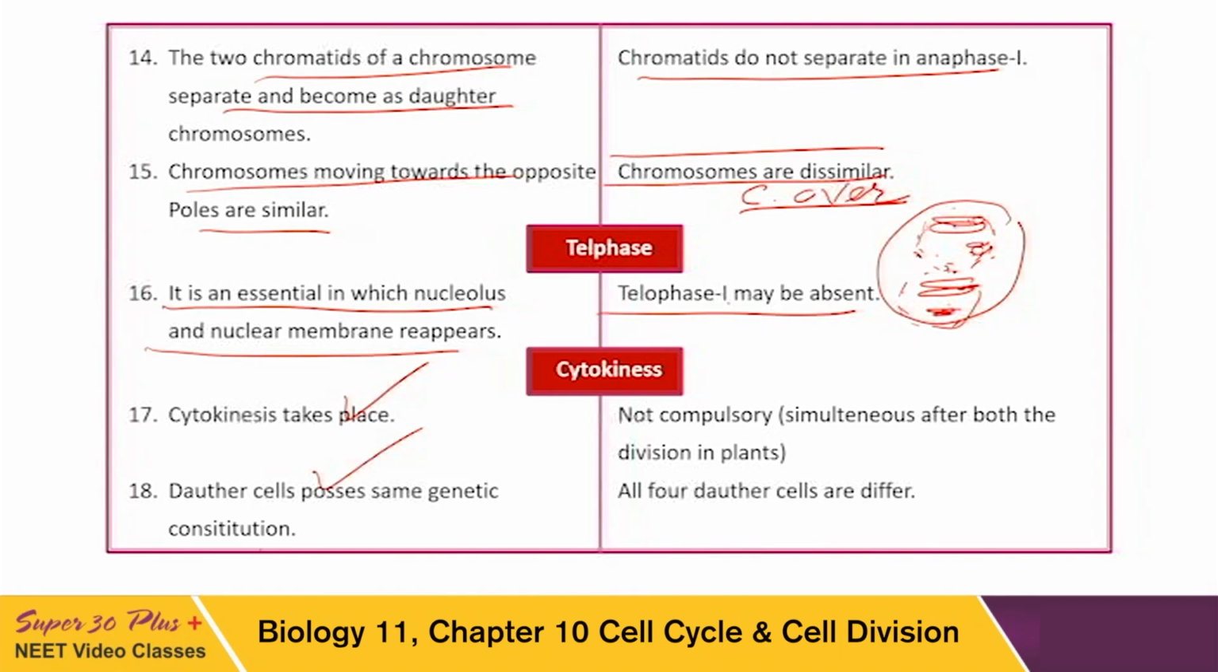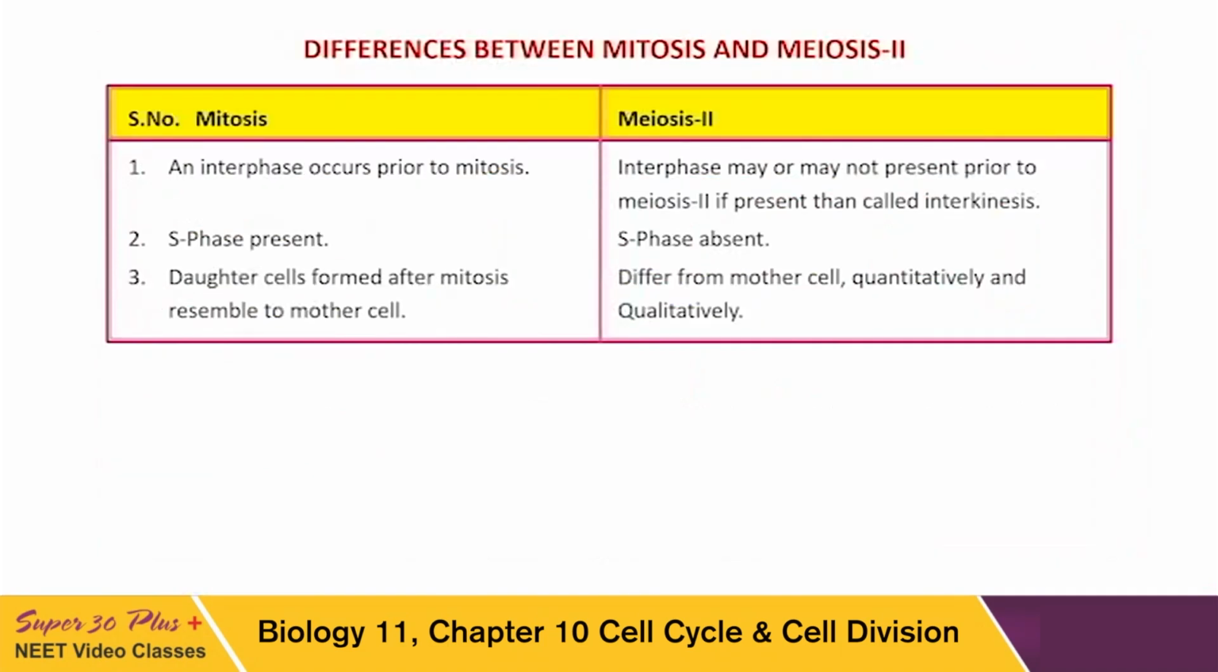That may or may not be here, because if cytokinesis appears, then that may or may not be there. Not compulsory. We have to see, discuss. That is okay. 4 daughter cells are formed. They are different in their genetic constitution.